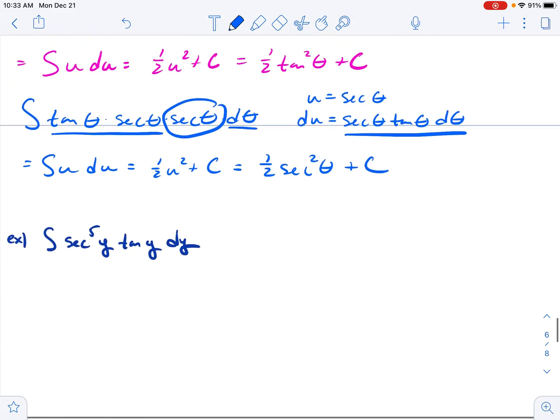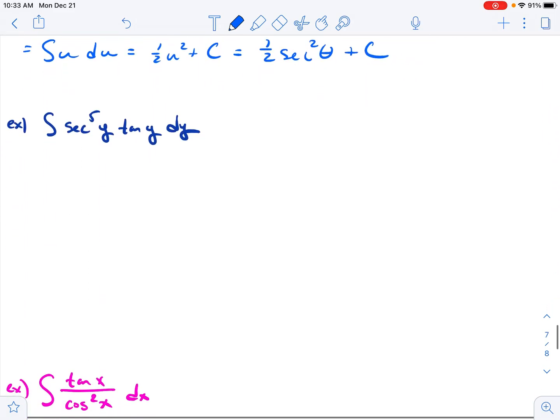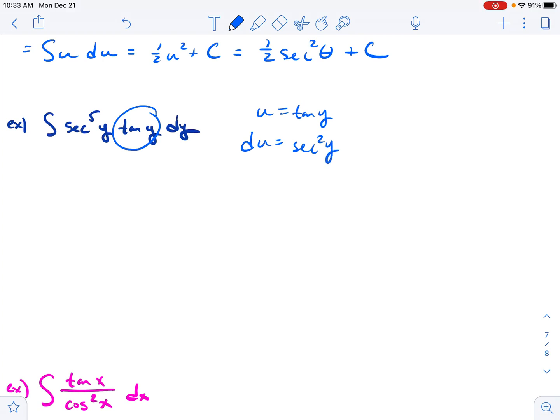Okay, so here we have secant to the 5th y times tan y dy. Notice we don't have secant squared this time, so if I let u be the tangent of y, du is going to be secant squared y dy. Well, I need secant to the 5th, and I can't really mess with powers on the du stuff. That doesn't seem to work here. So let's try something different. What if we let u equal secant y? Then du is going to be secant y tangent y dy. Let's see if we can make this work.